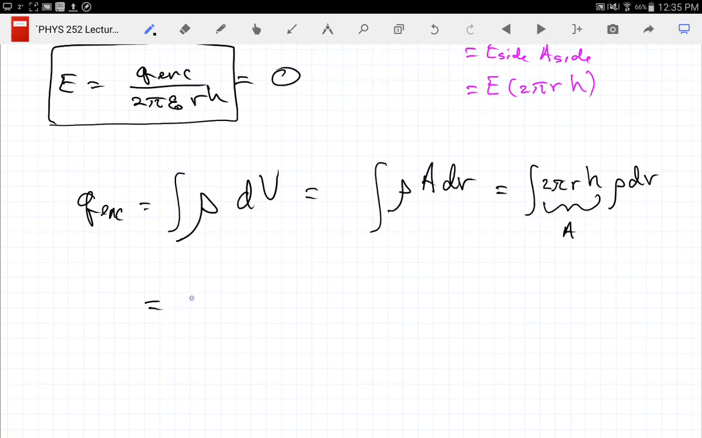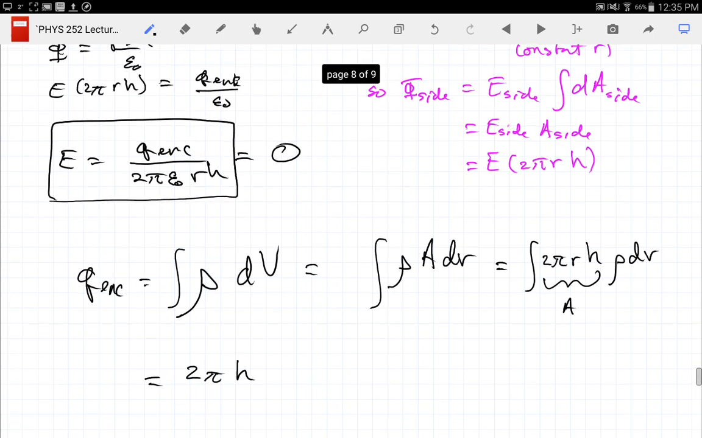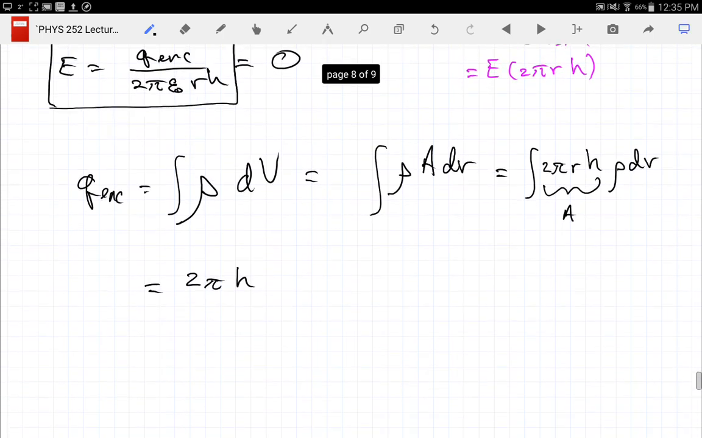Let's bring out constants. How do you decide what R is, though? I don't. That's the correct answer.